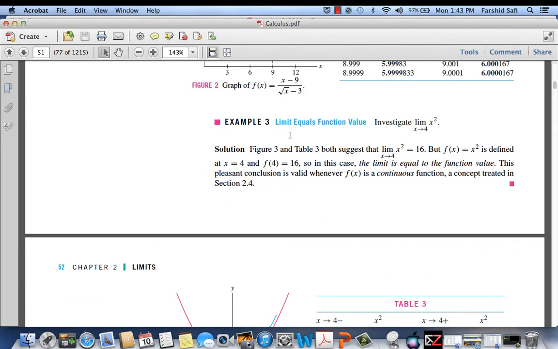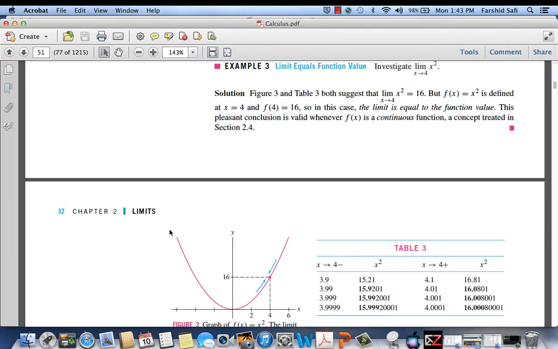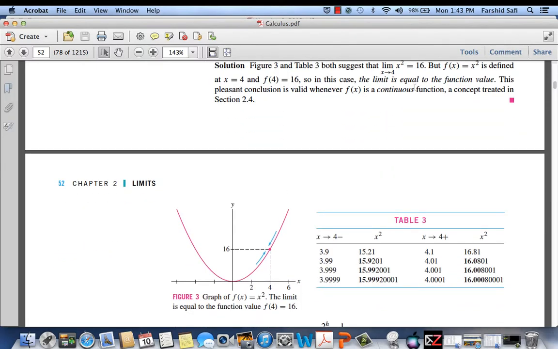What happens to the limit of a function such as x squared? Well, that goes back to the very first example that I showed you: the limit as x approaches 4 of x squared. We anticipate that if you were to take 4 and plug it in for x, you would get 16. In this case, that limit would be equal to the function value itself.